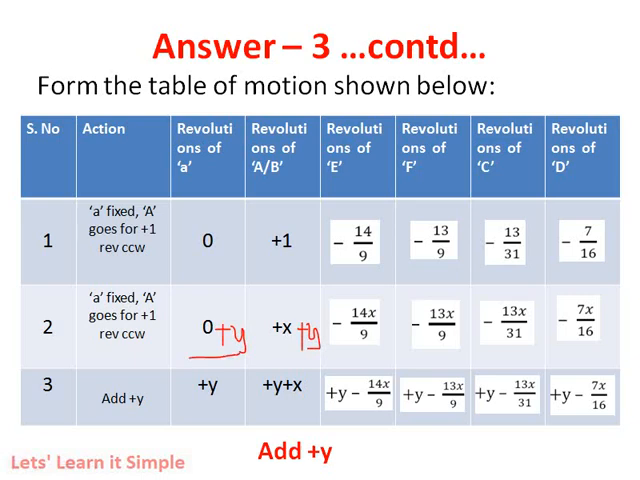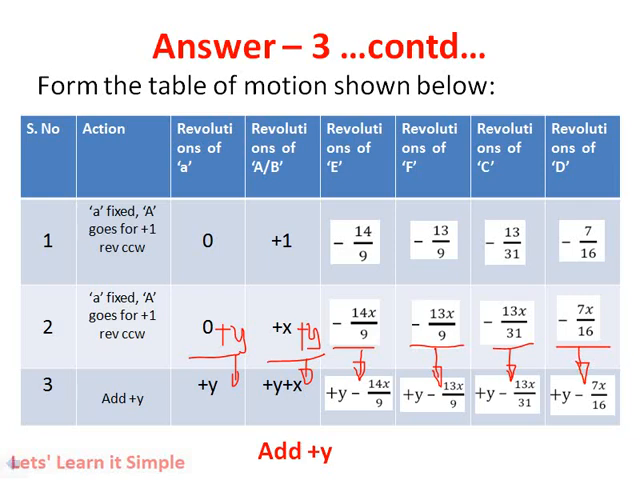So similarly, you will get this. You will get this as well. Okay. Similarly, for this one, it is plus y minus 14x by 9, and for this one, plus y minus 13x by 9, and for this one, plus y minus 13x by 31, and for the last value, which is the revolution of D, it is plus y minus 7x by 16.